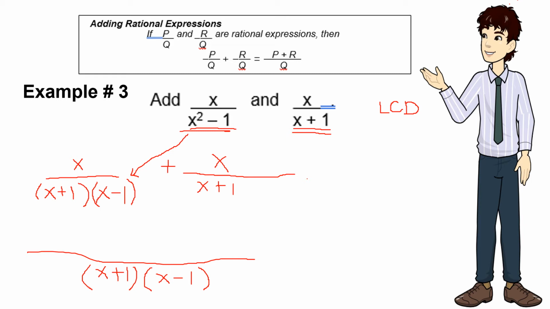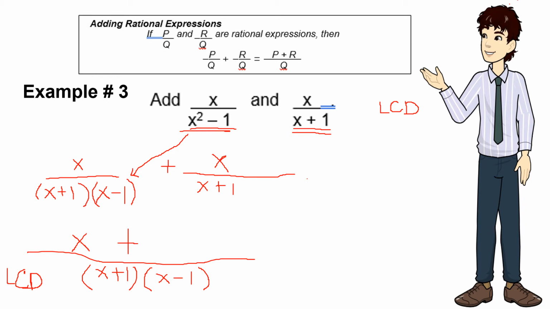Now, since our LCD is the denominator of our first addend, kakopy na lang natin siya. So, lalagyan na lang natin ay x. So, this serves as times 1 yung ating x na yan. Kasi nga, yung denominator ng ating first addend is the same with the LCD. Pag pareho yung ating LCD at denominator ng ating addends, then kakopy na lang natin yung numerator, which means times 1 lang siya.